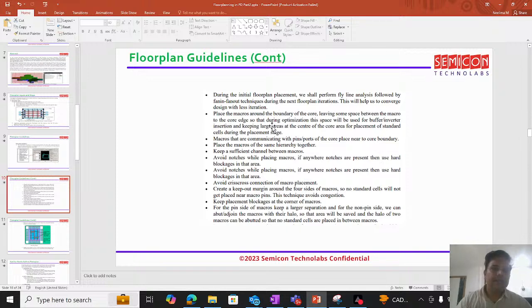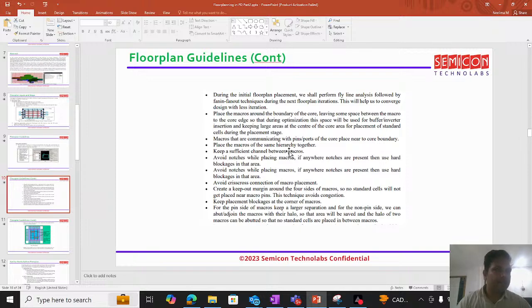Okay, place the macros around the boundary of the rows as we saw in the very beginning, leaving some space between the macros and the core edge, so that during optimization this space will be used for buffer or inverter insertion, and keeping large areas at the center of the core area for placement of standard cells during the placement stage. Macros that are communicating with pins or ports of the core, place near the core boundary. Place the macros of the same hierarchy together.